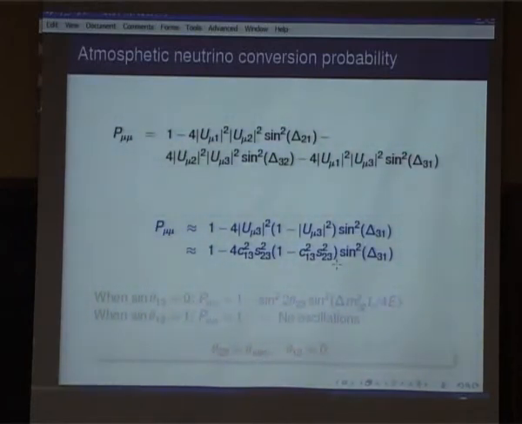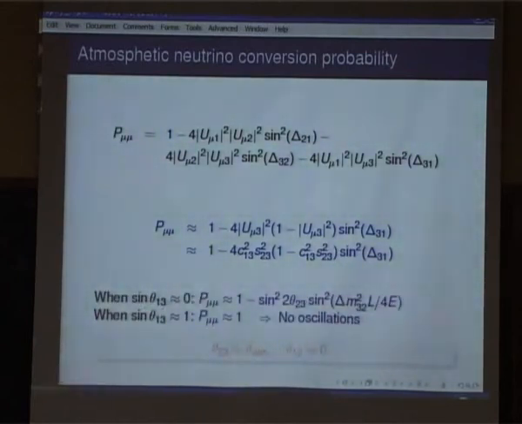But we know something more. We know from the reactor experiment that theta 13 is either close to 0 or close to 90, one of them. So let's see what happens if theta 13 is very small, so s13 is 0. Then s13 is 0, c13 is 1. So this becomes 4 times sine square theta 23 times cosine square theta 23.